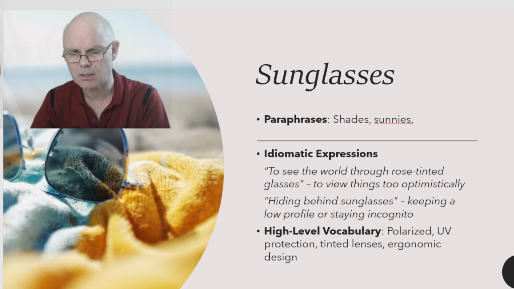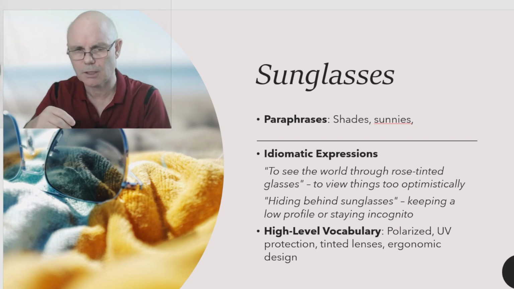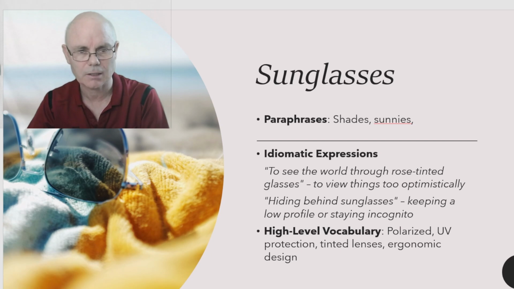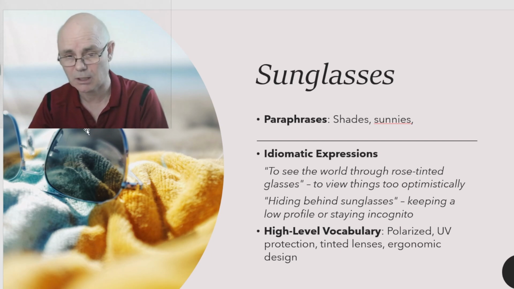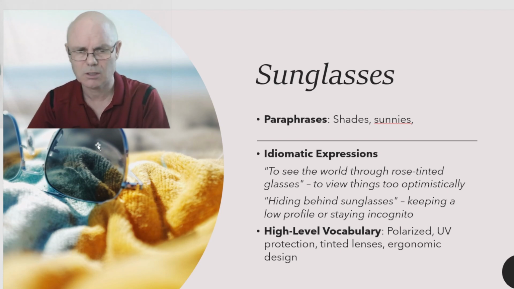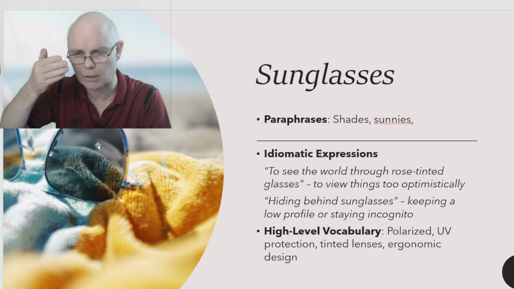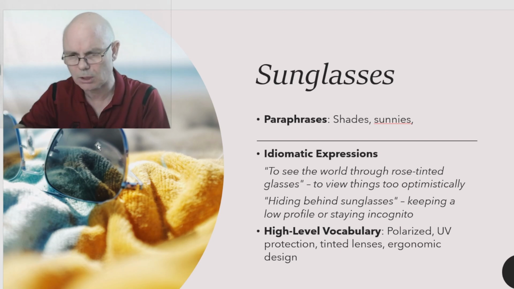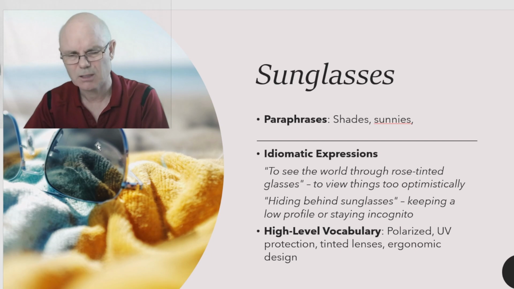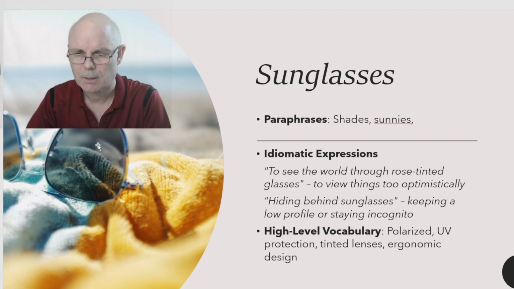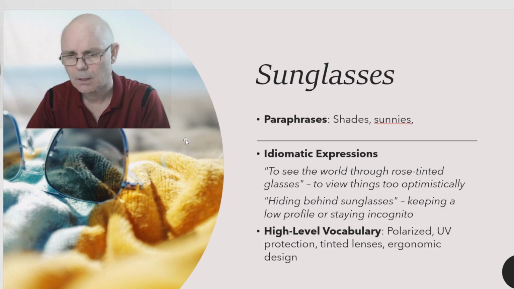Tinted lenses. I think we had tints under colors, but here the meaning's a little bit different. It's like this is a dark tint, or heavily tinted glasses. So tinted has got some sort of color layer. It could be black, it could be blue, it could be red. Not very common, red. But I have seen it, but it's normally black or blue.